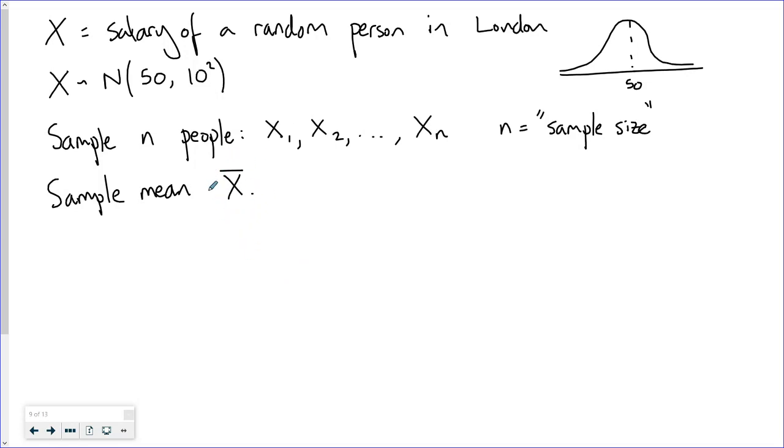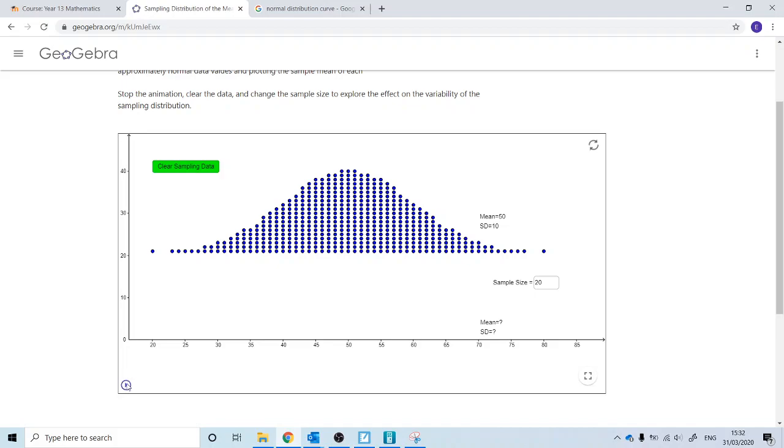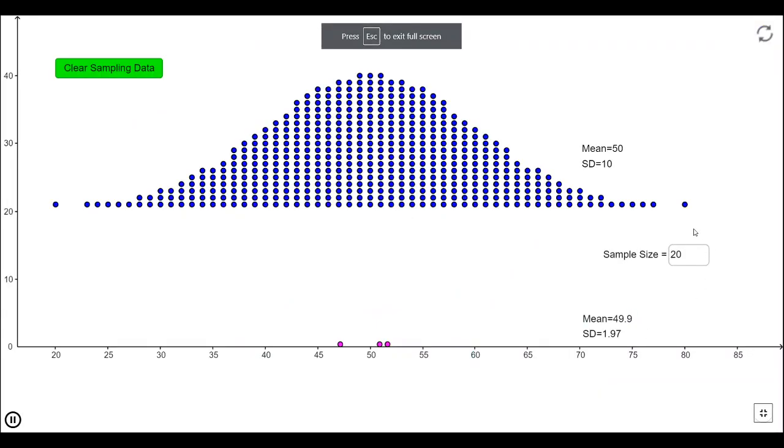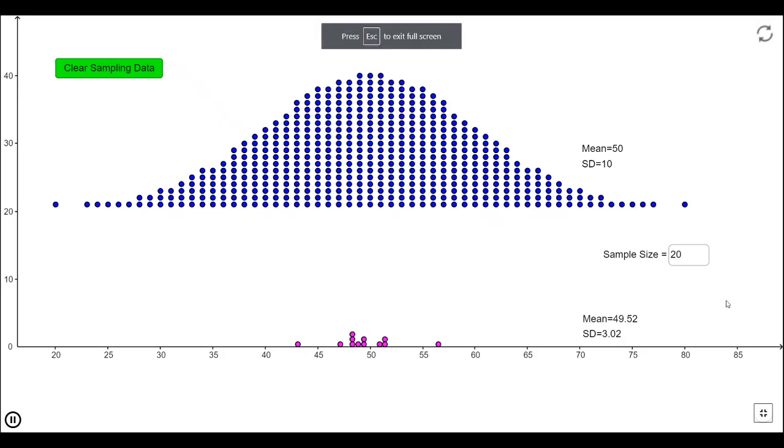So what we're interested in is how this sample mean is distributed, and can I try and predict the probability that X bar is within a certain region. In order to help us think about this, we've got a simulation here. I've set the sample size to 20, and thank you to the person for making this app for us to use. So on each day I'm going to go out and ask 20 people what their salary is.